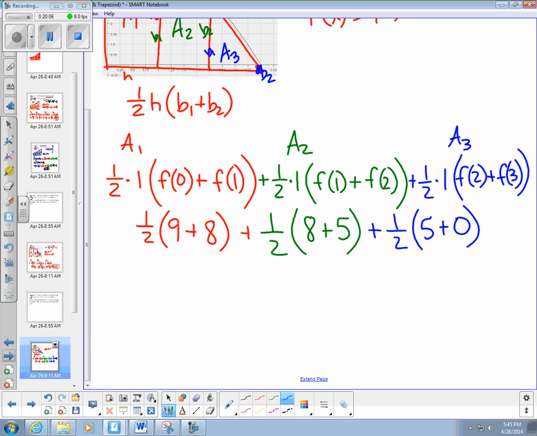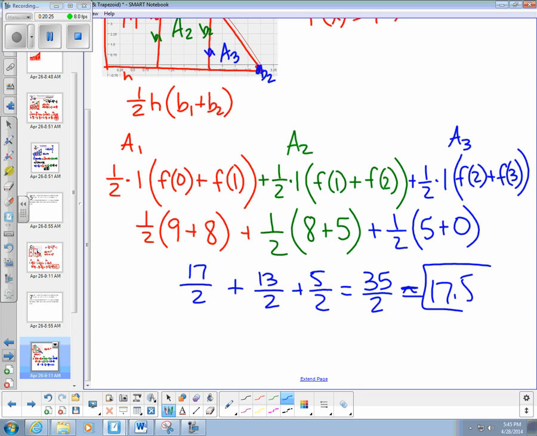Okay, so now we just have to do our addition. I'm going to end up with 17 over 2 plus 13 over 2 plus 5 over 2, which is 35 over 2, or approximately 17.5 for our area. You'll notice that the midpoint and trapezoid sums are closer together than the left and right sums were, but we have all four methods that we can use to approximate the area under the curve.